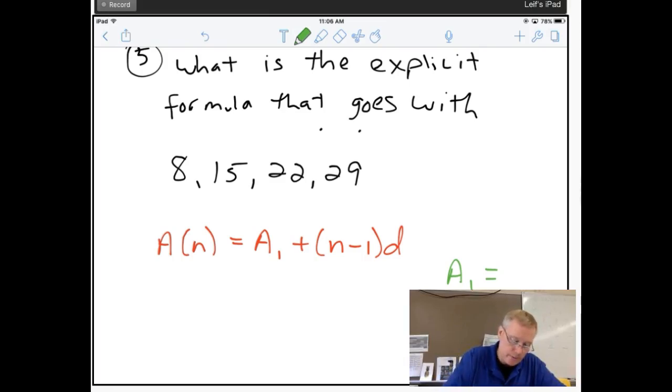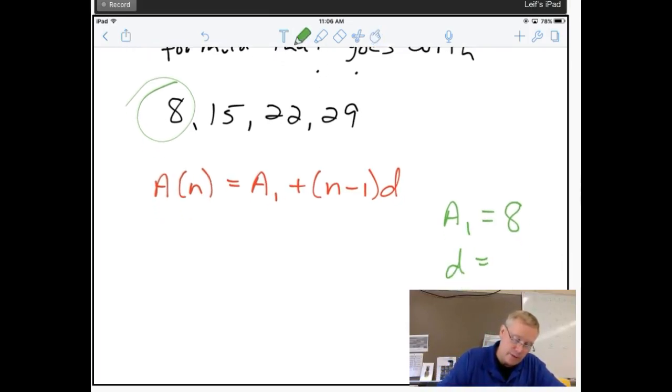A of 1 is easy. It's the first number in the sequence. In this case, it's 8. D is pretty easy too. You can find D by taking the first 2 numbers and subtracting them. 15, second number minus the first number. 15 minus 8 is 7.